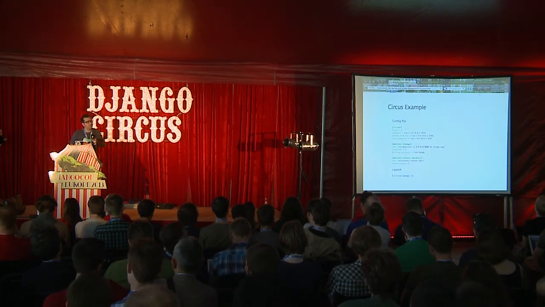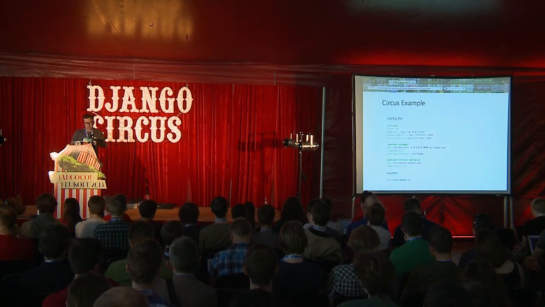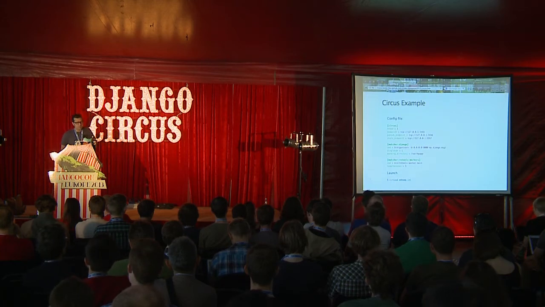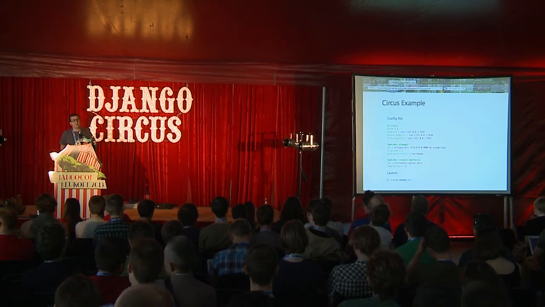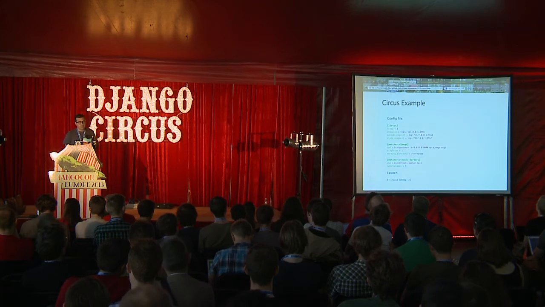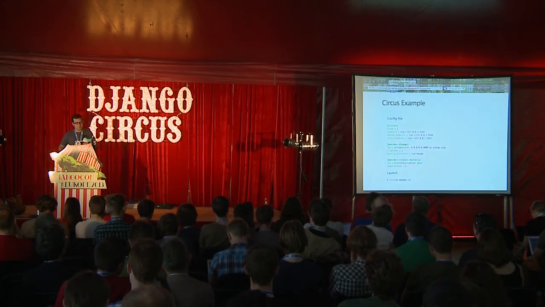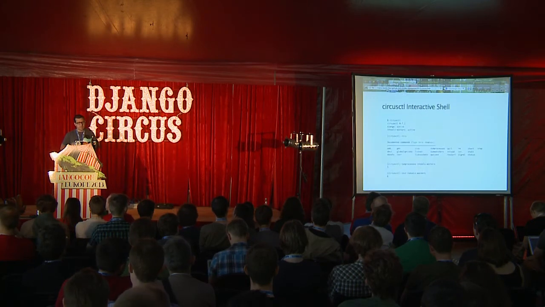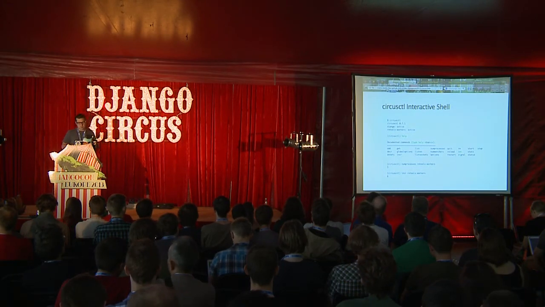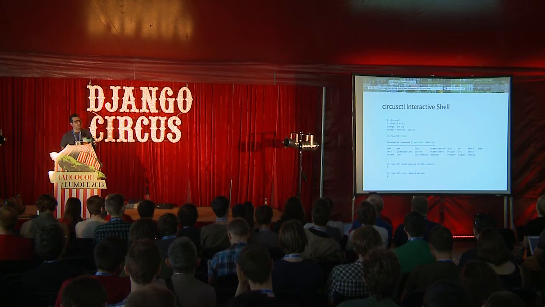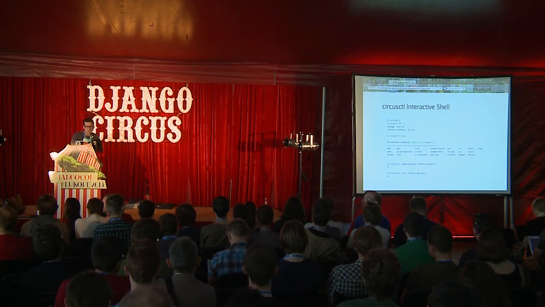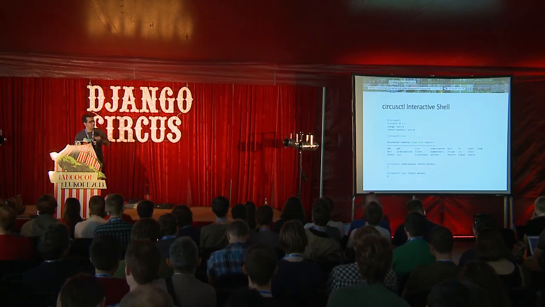So here's an example of a Circus configuration file. It's quite similar to what you would find in SupervisorD. You just create one section per program you want to launch, tell it how many processes you want to run, and that's it. Then you can run it with CircusD. And this is the interactive shell. When I start circusctl, I have an interactive environment where I can interact with the system. Here I have a Django application running and some Redis workers.